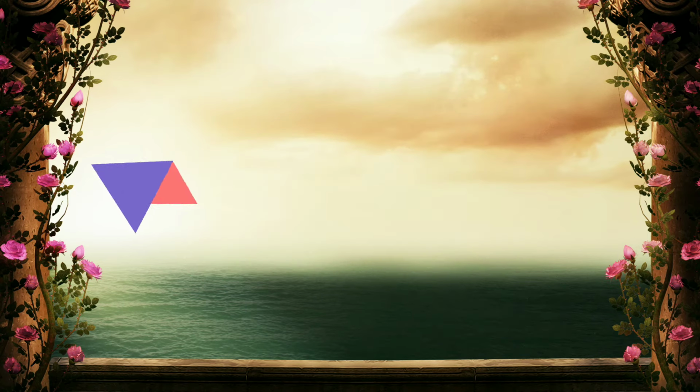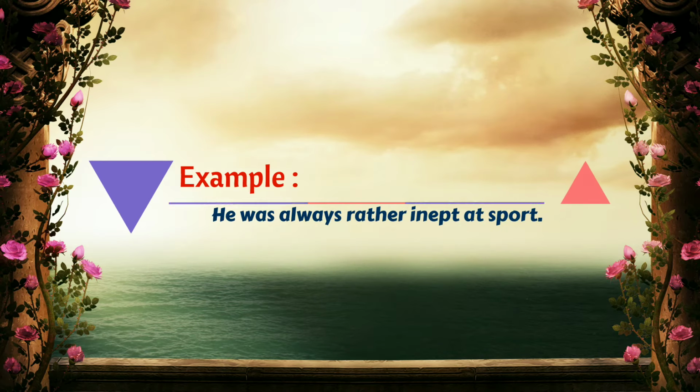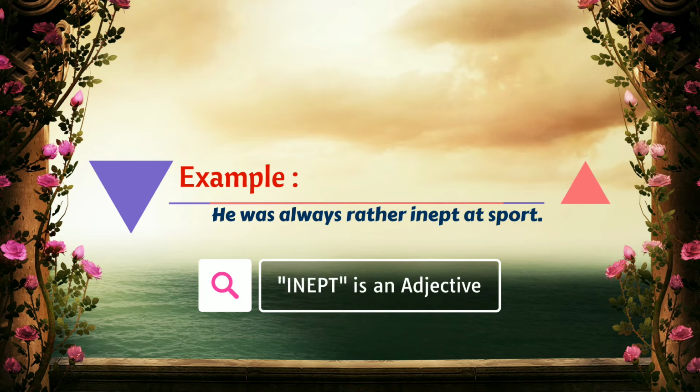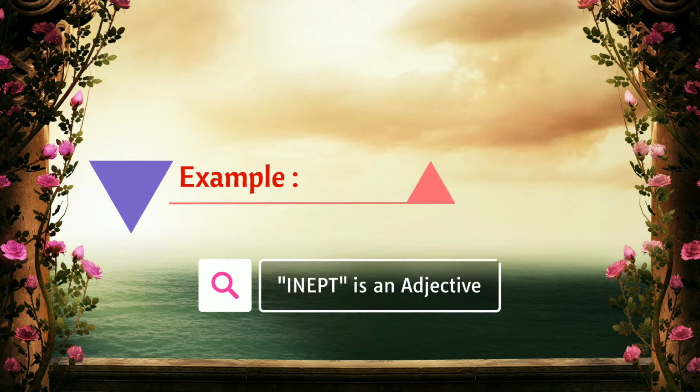Example: he was always rather inept at sport. He was always rather inept at sport. Here inept is an adjective.